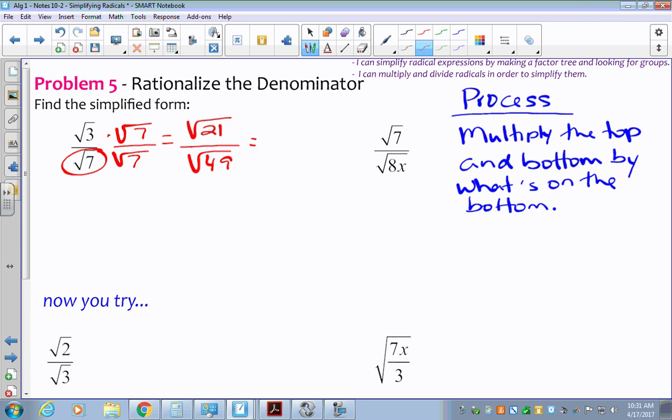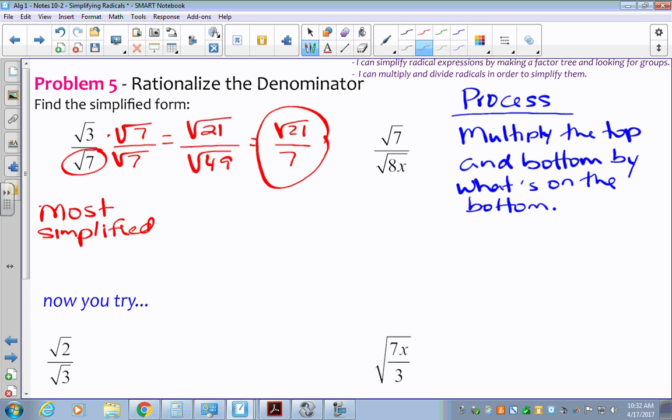We have one more step after this because 49 is a perfect square. What times what gives us 49? 7. So the most simplified answer to this is root 21 over 7. If you give me your answer as root 3 over root 7, you won't get full credit. The most simplified answer is with the denominator rationalized or as a non-root number.